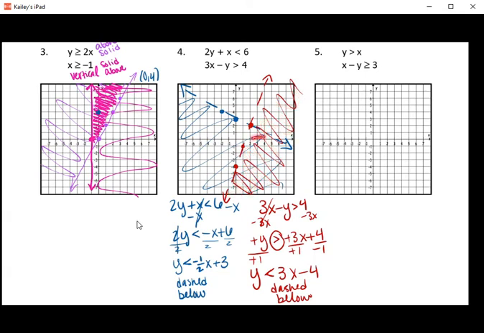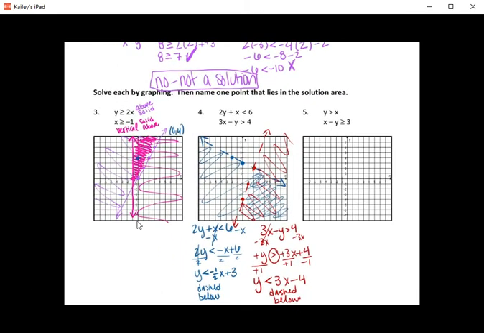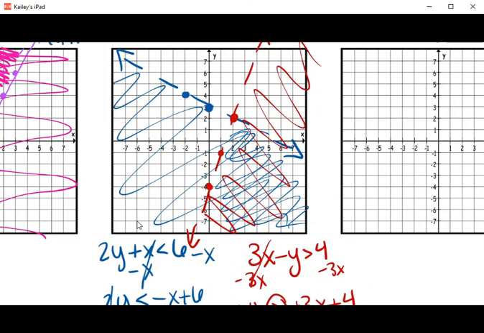And then you should easily be able to tell which section is your double shaded region down here in this bottom corner. So they're both shaded underneath right here. A point that's in that solution, how about (4, negative 3)?